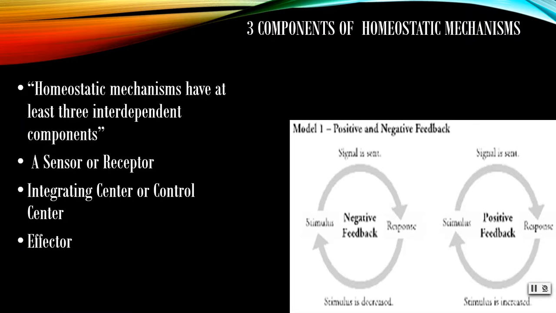Now, in homeostatic mechanisms, there's going to be at least three components. There's going to be a sensor or receptor, an integrating center or control center, and an effector. Keep in mind, this is very, very important. So please pay attention.